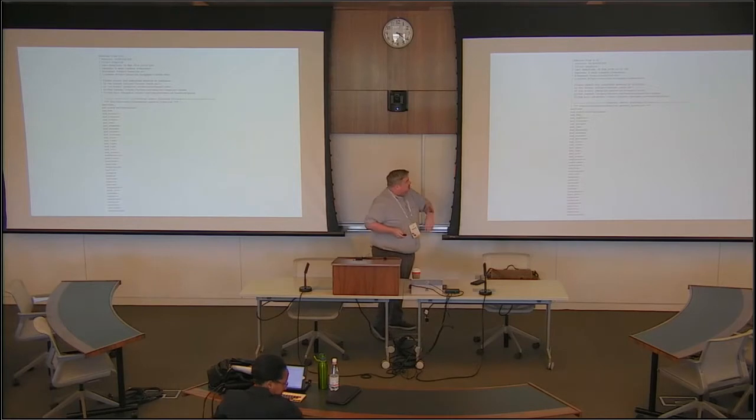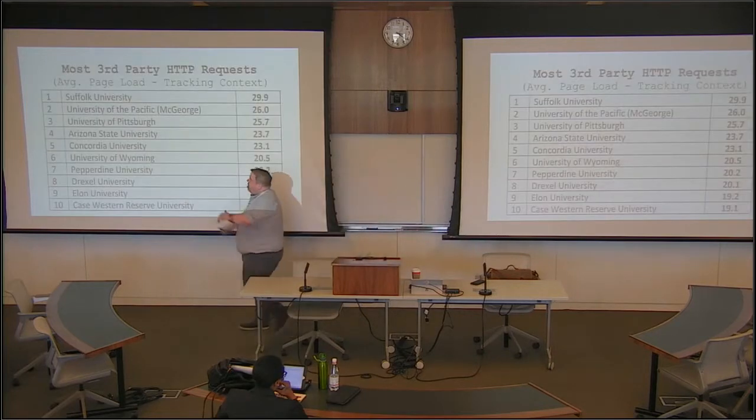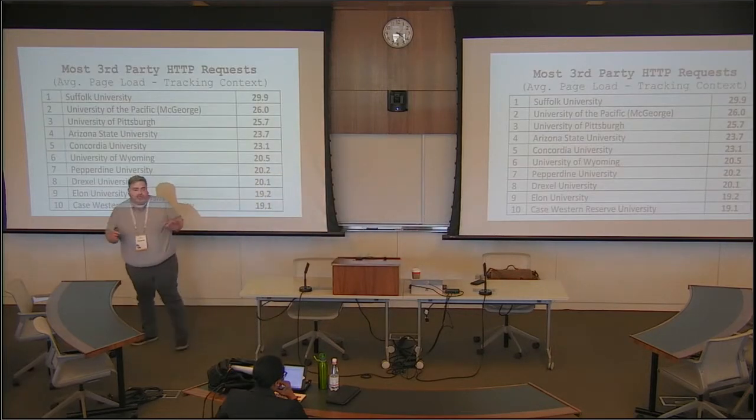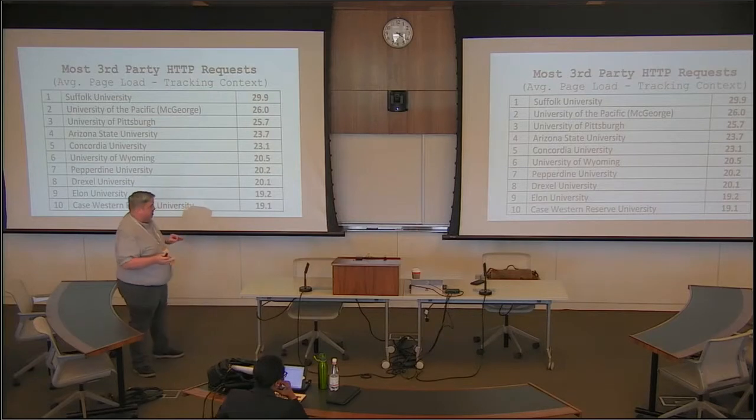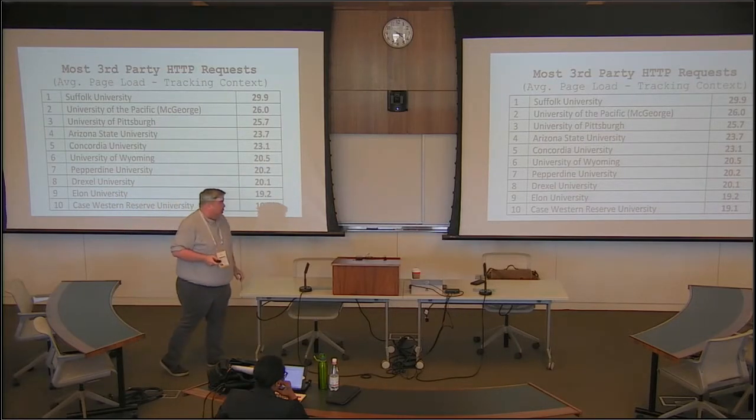So this is just an example of what one of those lists looks like. We're talking thousands upon thousands of lines of these sorts of things. So, okay, we just want to look at the tracking requests. The numbers shift a little bit. Numbers go way down, obviously. But now Suffolk is up there at the top with 29.9 requests being made.